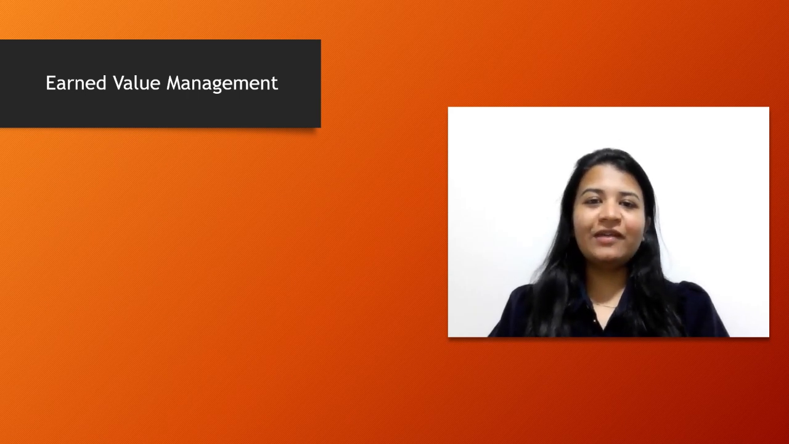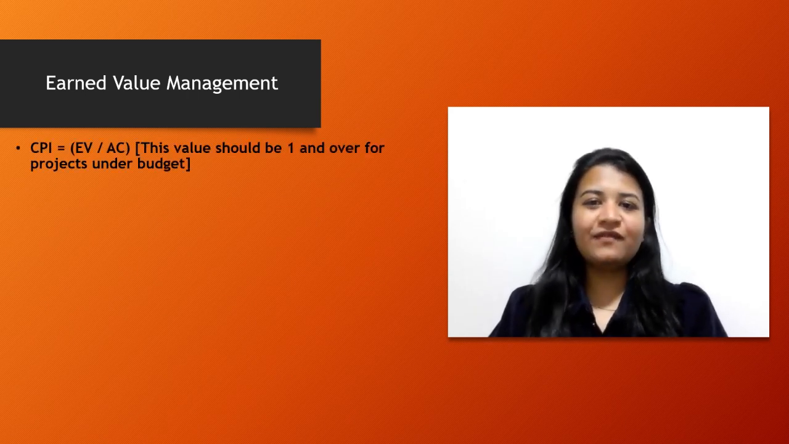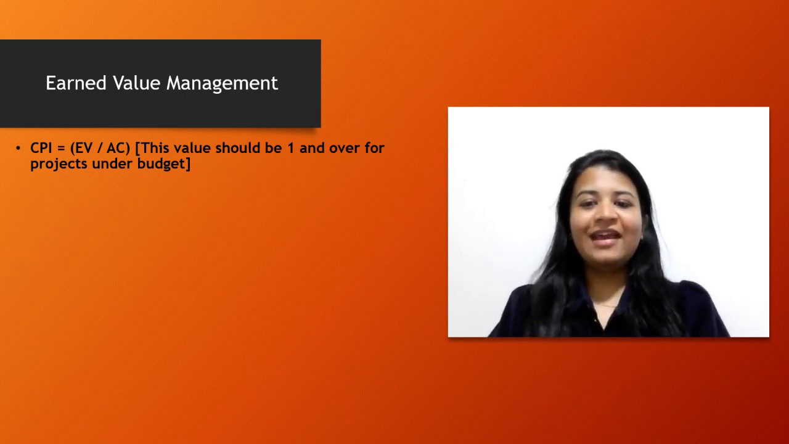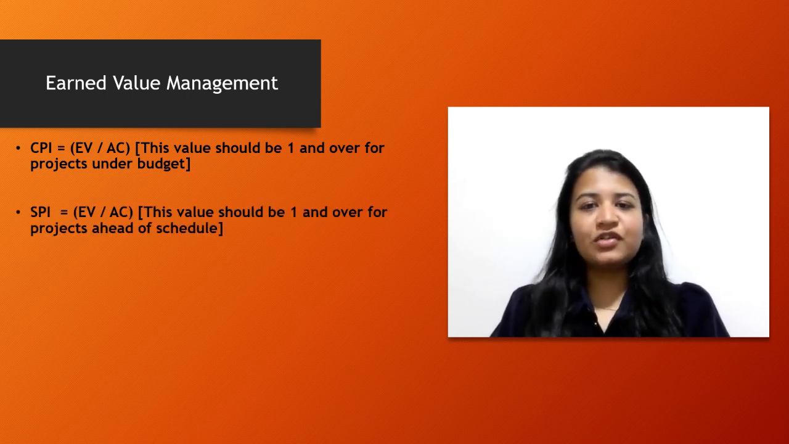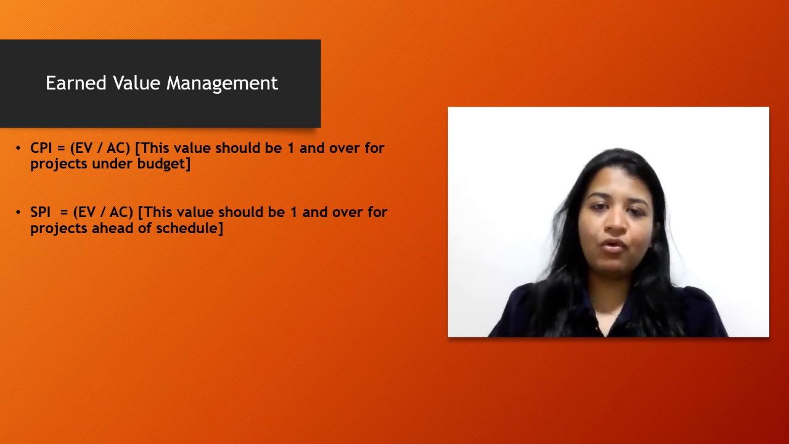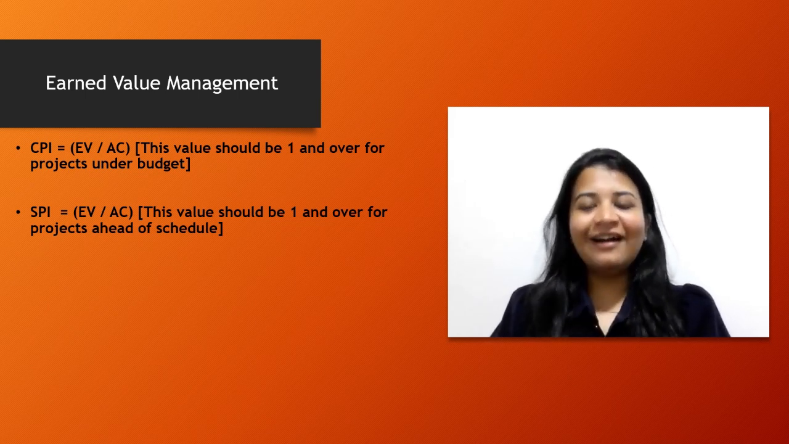Continuing here with the EVM formulas, coming to CPI, which is cost performance index. The formula is EV by AC, and please note that the value here should be equal to 1 or more than 1 to indicate that the project is under budget or it is going as per the plan. Next we have SPI, which is schedule performance index, understanding whether the project is behind the schedule or is ahead of the schedule. So the formula here is EV by AC. Also, like CPI, the value should be 1 and over, making sure that your project is ahead of schedule.